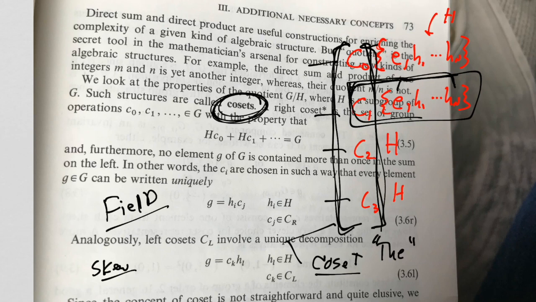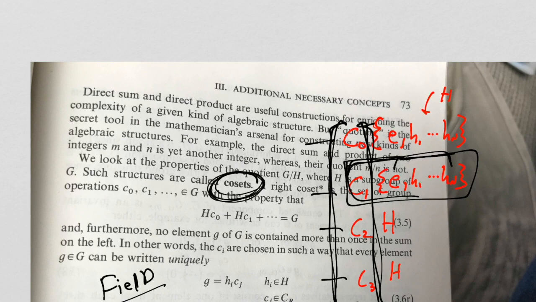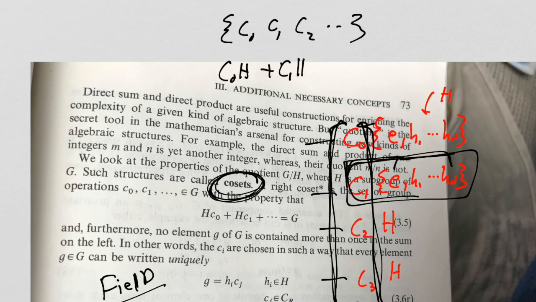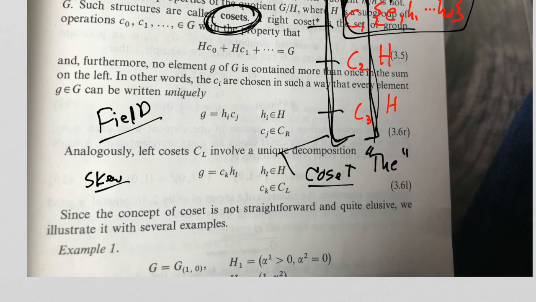What this is called, when you pick a set of coset representatives like C0, C1, C2, such that C0H plus C1H plus C2H, etc. equals G, that's called a traversal. That's called a traversal. So I don't know how to fix this.